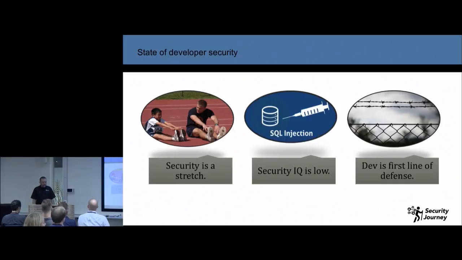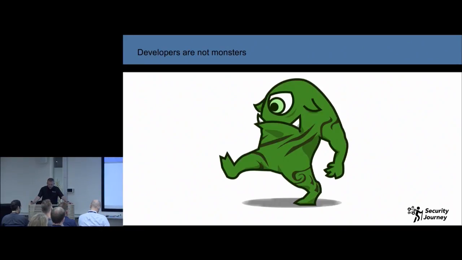The last point about the state of where we are is that developers really are the first line of defense when building any type of security effort or making any type of security change. Because they're close to the code and immediately involved in it, we just have to remember that they're the first line of defense.